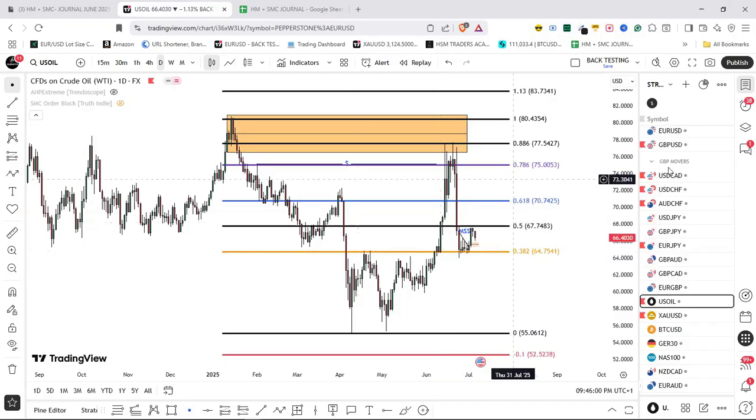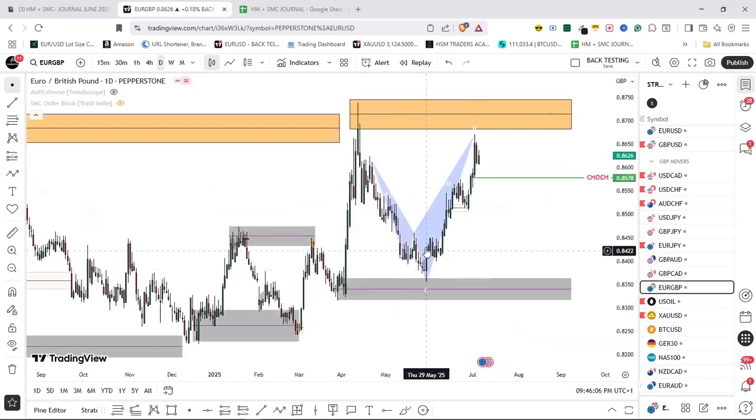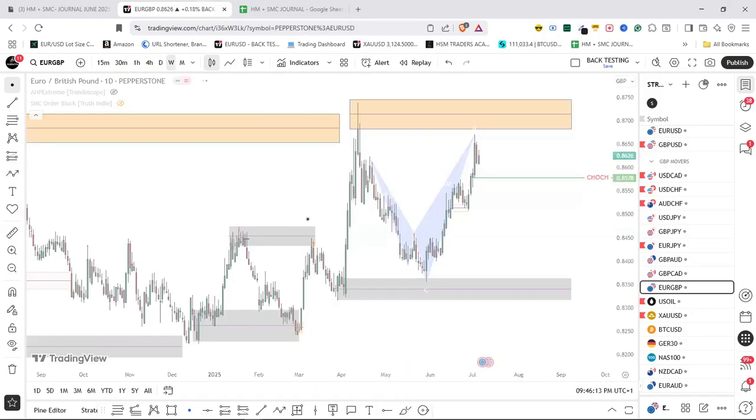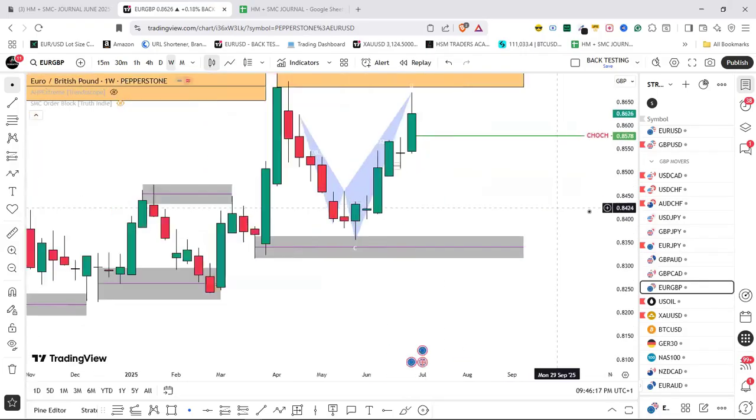Like now, that's the Euro GBP trade. Let me go back to that. Let me just wrap it up. This Euro GBP trade that happened here. Okay, this place now is 0.886, and it is a valid weekly order block. It is a valid weekly order block.